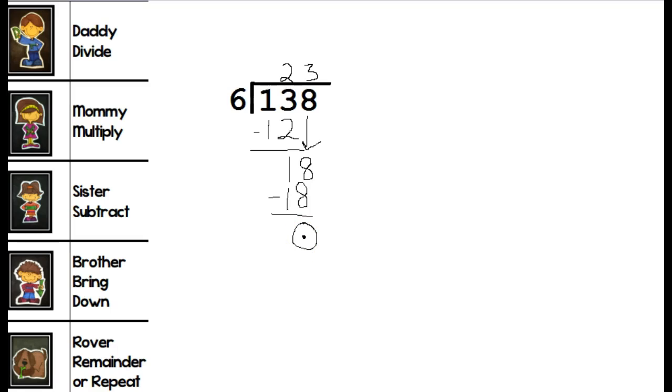Tonight's homework might be a little bit tricky. And it's important that we think about how we're going to go through those steps and practice going through those steps. The more we practice, the more it's going to help out. So just remember our order of daddy, mommy, sister, brother, rover. Divide, multiply, subtract, bring down, and remainder or repeat.